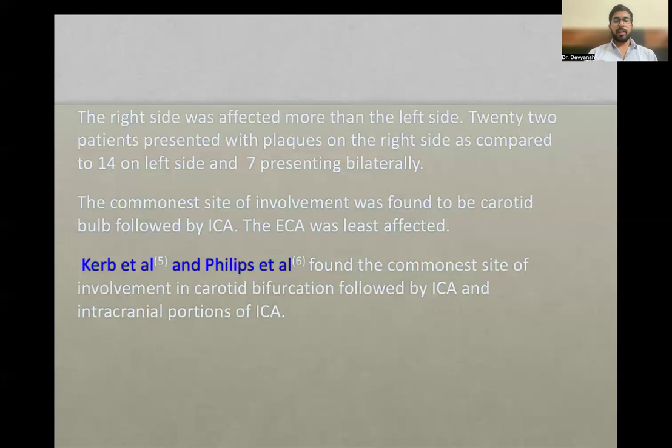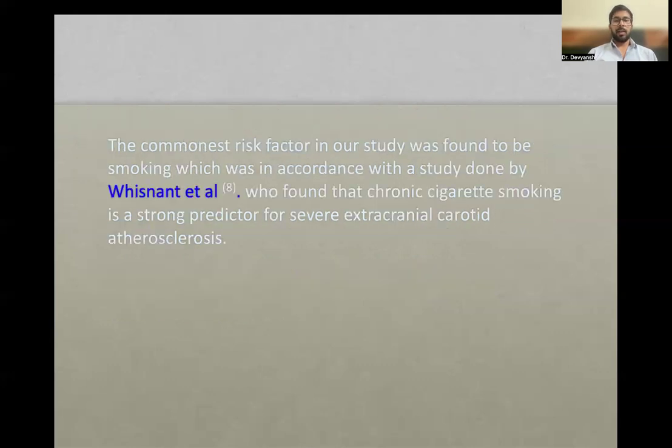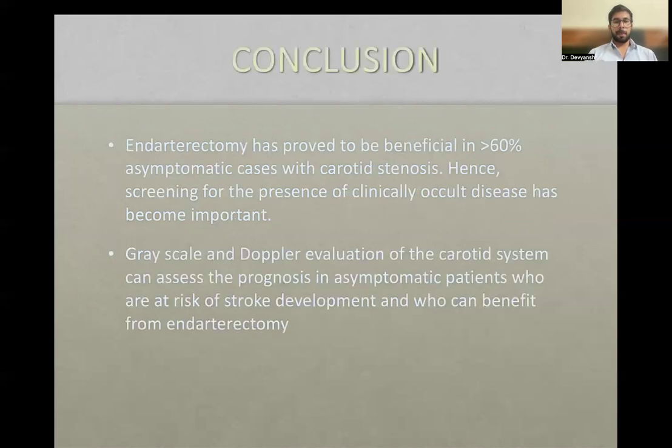Carbedal and Phillips et al. found the commonest site of involvement to be the carotid bifurcation, followed by ICA and the intracranial portion of ICA. The commonest risk factor in our study was found to be smoking, which is in accordance with a study done by Vaishnan et al., who found that chronic cigarette smoking is a strong predictor for severe extracranial carotid atherosclerosis.